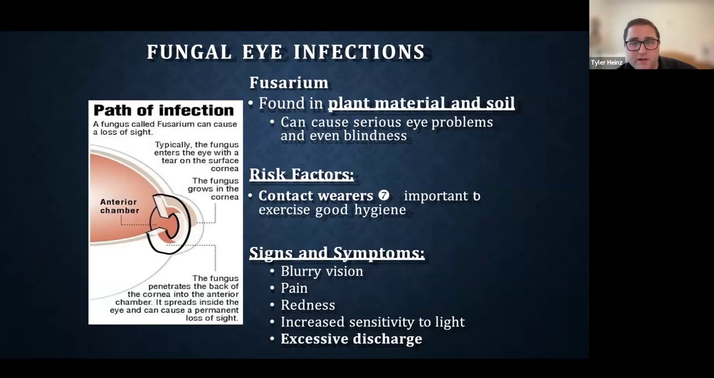So remember, whenever you're wearing contacts, exercise proper hygiene. Take them out when you're supposed to. Don't sleep in them. And if they are ones that you can rewear, make sure you're washing them appropriately with brand new solution every single time.